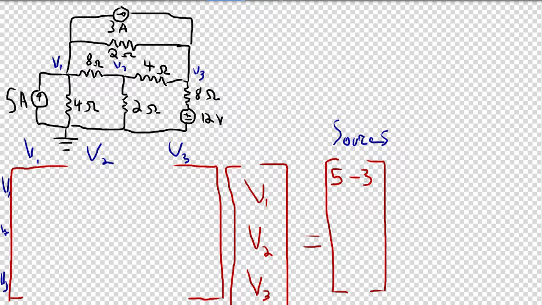So what goes in this second box right here? Well, it's all the sources hooked into node 2. How many sources do you see hooked into node 2? 0. How great is that? We can put a big fat 0 in there, and 0 is a beautiful number.